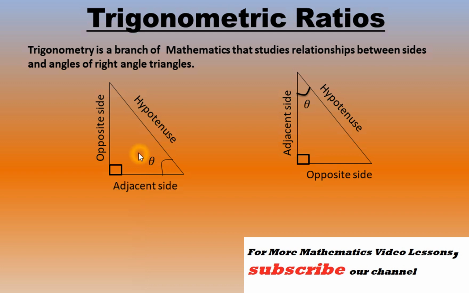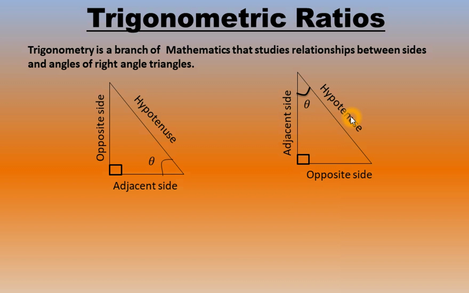Okay, then in all triangles, the side opposite to 90 degrees is called hypotenuse, the longest side. The other ones are the opposite side and adjacent side. That depends upon this angle theta. In this case, this side becomes the opposite side because it's opposite to theta. But this side is the adjacent side because it is adjacent to the angle I marked as theta.